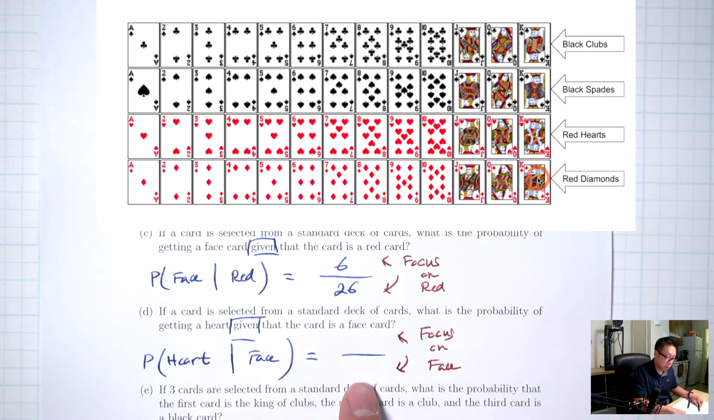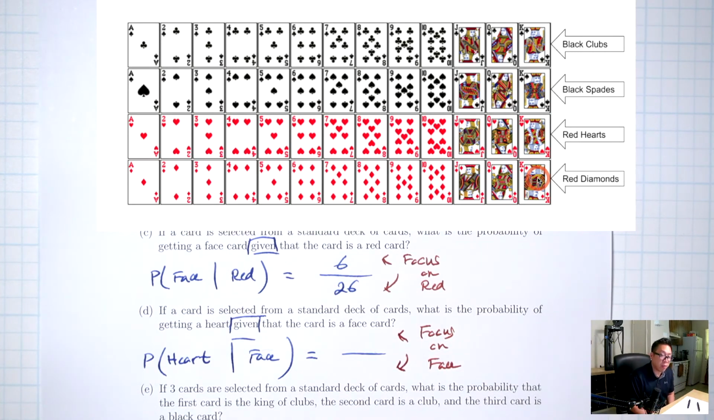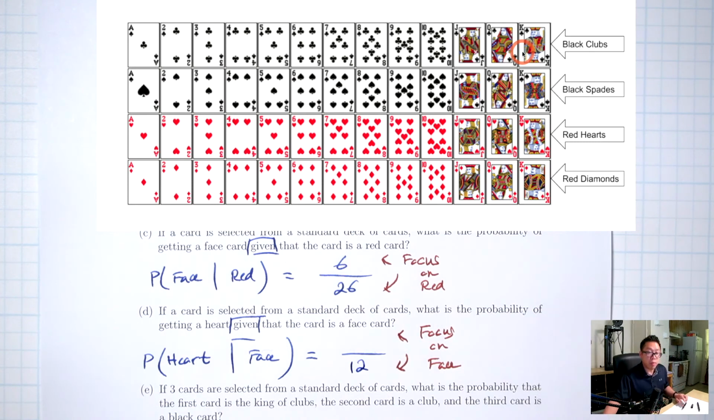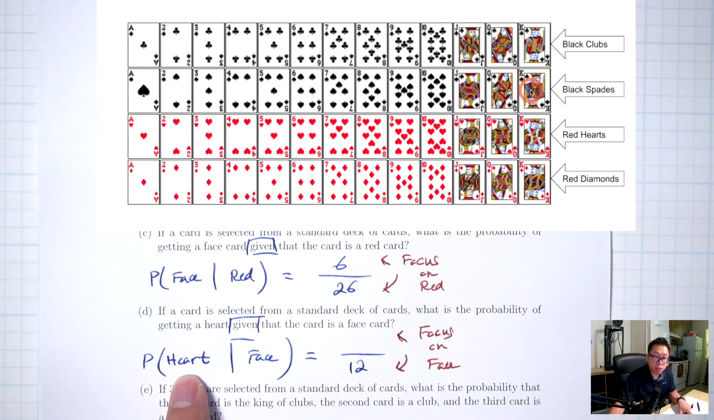Okay, let's start with the bottom here. Focusing just on the face cards, how many are there total? So just the face cards. Just the face cards would be Jack, Queen, King in each row. So that's Jack, Queen, King. That's 3 times 4 rows. 3 times 4 is 12. There's 12 face cards total. And then for the top, focusing just on the face cards, how many are heart? So just the face cards, how many are heart? Jack, Queen, King, hearts. 3.